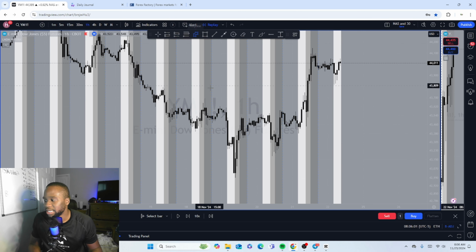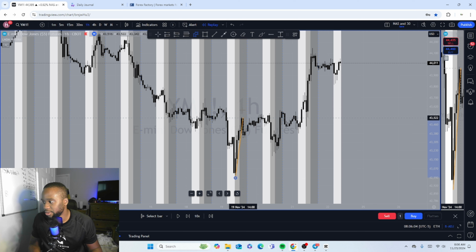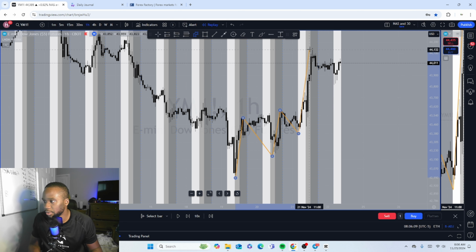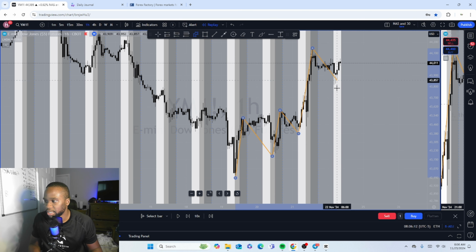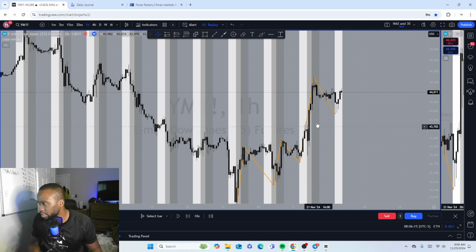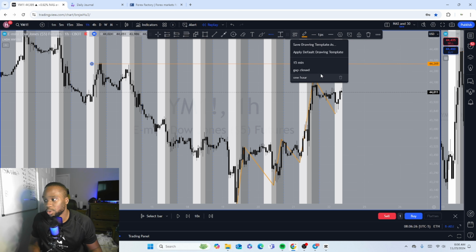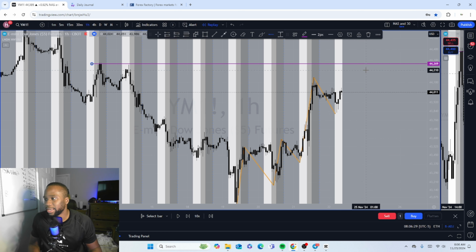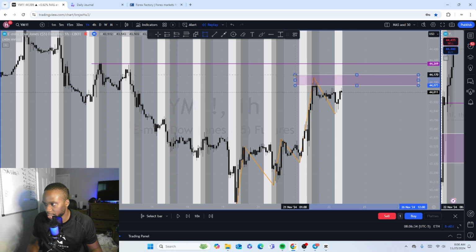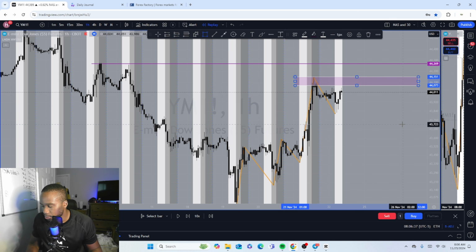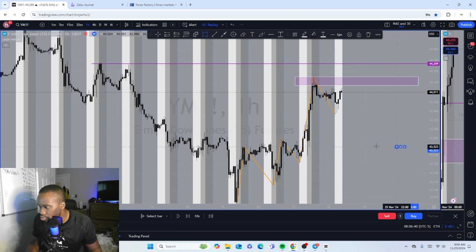So let's identify my areas of interest, right? My areas of interest are always based on structure. Low, high, low, high. We had this low. That's basically the areas of interest that I was paying attention to. We also have this area of interest right here. Let's make that purple as well because it's the 1 hour. On the 1 hour, I like to make my areas of interest purple. So we had this area of interest right here. We had this one down here.